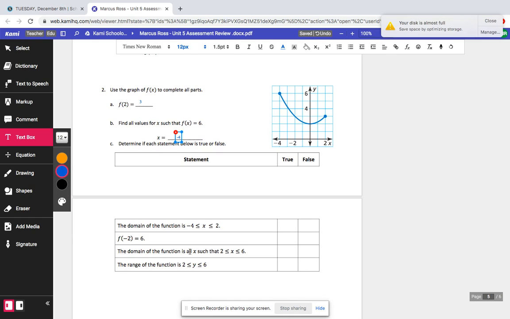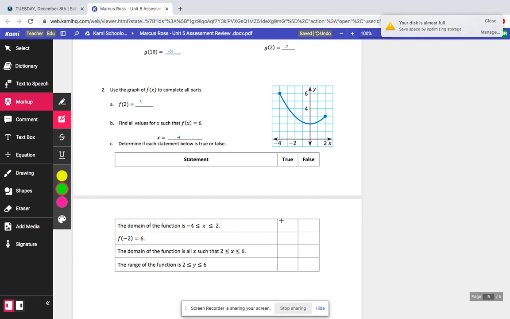The domain of the function, so looking at x's, our x's here, is -4. Well, that is the least possible x, so far so good. Is less than or equal to x, is less than or equal to 2. Well, our largest x is 2, so that works. That is a true statement. Let's highlight it.